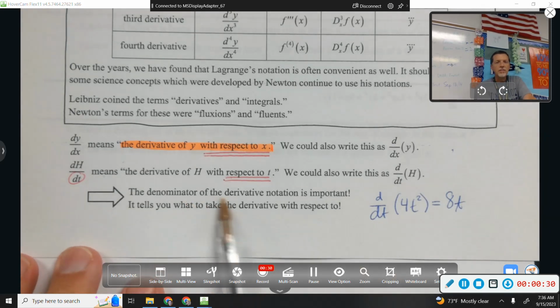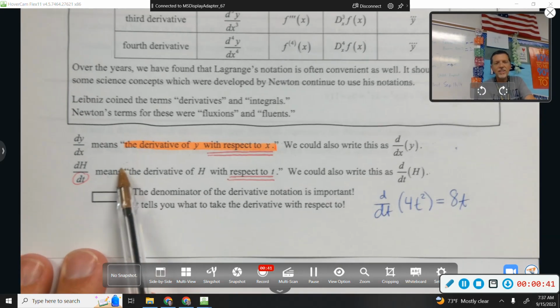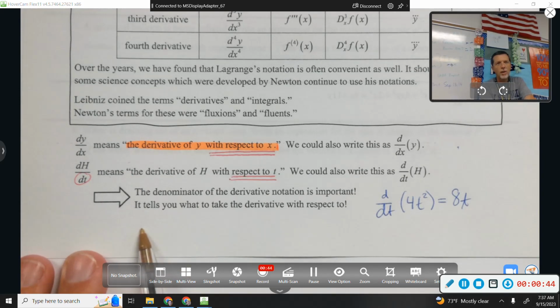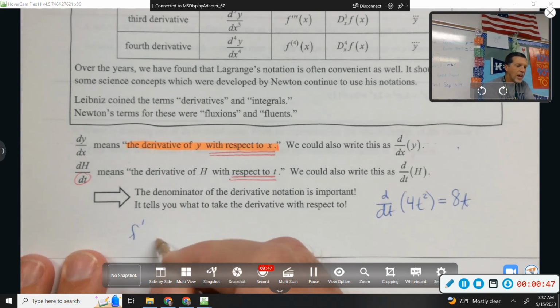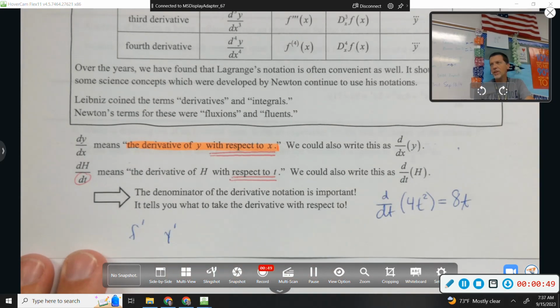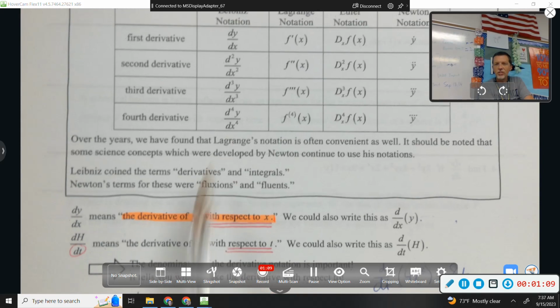Again, the denominator of the derivative notation is important. It tells you what to take the derivative with respect to. And so, starting today, we'll probably use dy dx, dh dt, that kind of stuff more often than just f prime or y prime. Because f prime and y prime don't tell you what derivative you're taking it with respect to. Up till today, it's always been x, so it didn't really matter. But today, we're going to have x's and r's and t's, so we need to be careful and probably avoid the prime notation because it's not as helpful as the Leibniz notation.